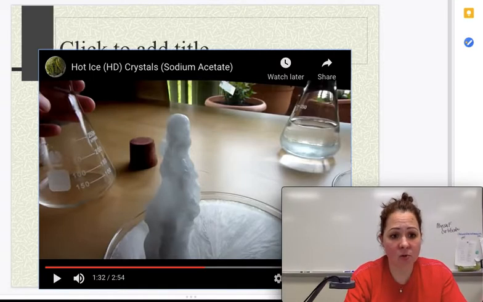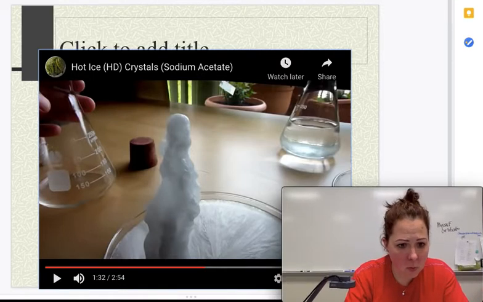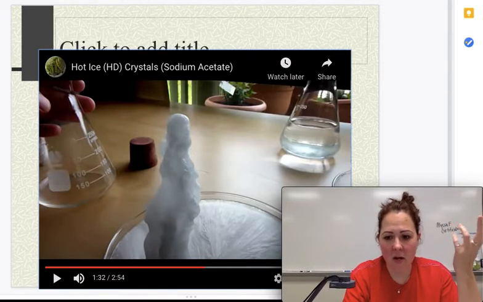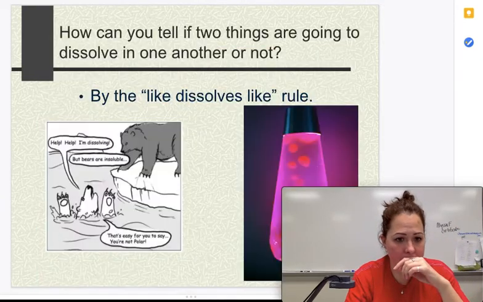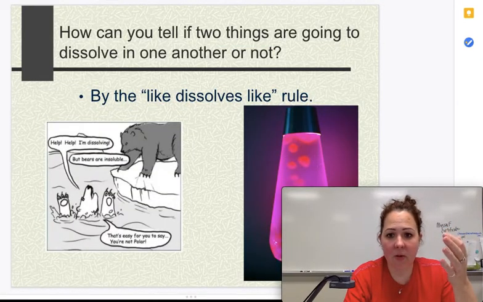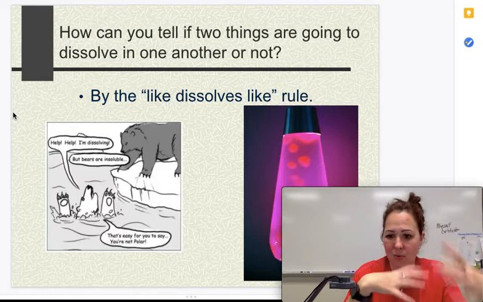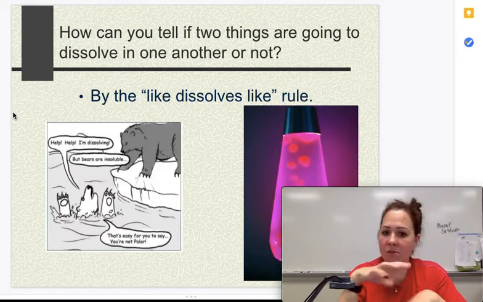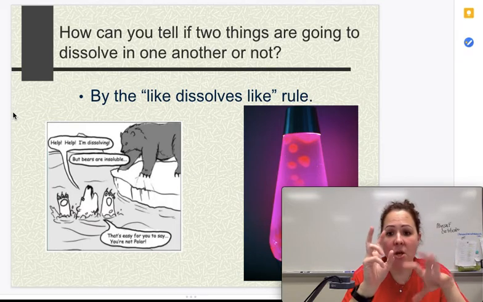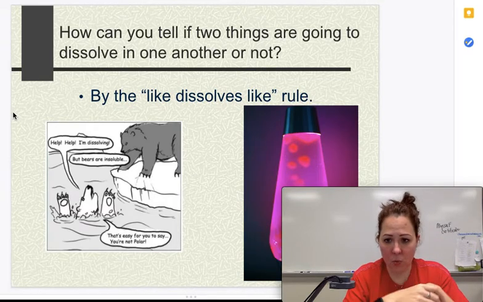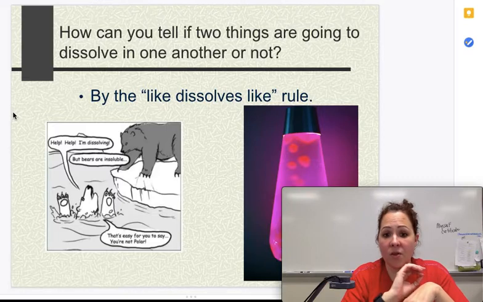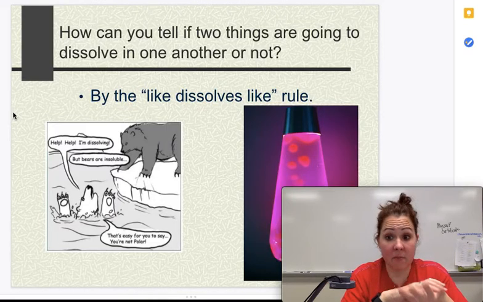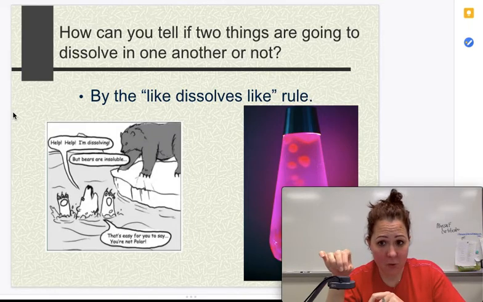Now, in today's notes, we have just a little bit more to talk about. Again, just a little bit of vocabulary. The next little topic has to do with dissolving. The end of the dissolving parts that we're talking about is the fact that two things don't always dissolve into one another. So your rule to figure out if something's going to dissolve into the other one or not is called the like dissolves like rule.